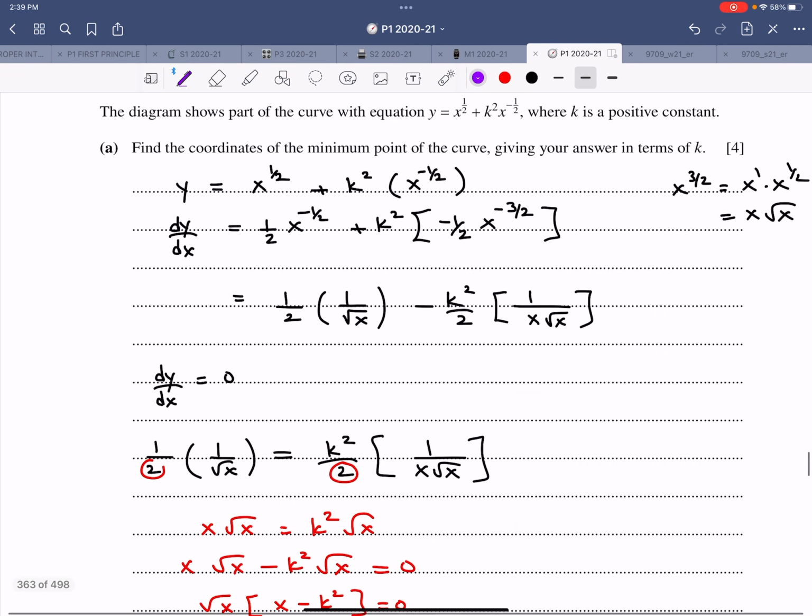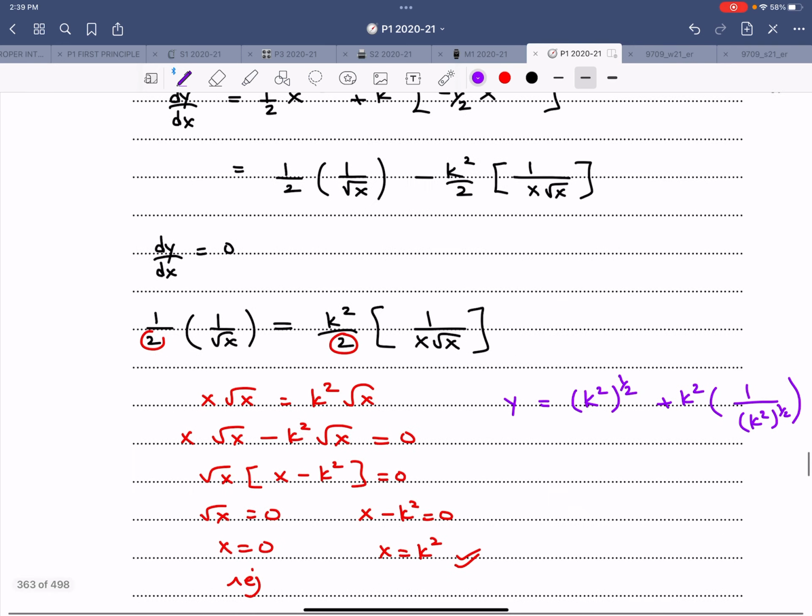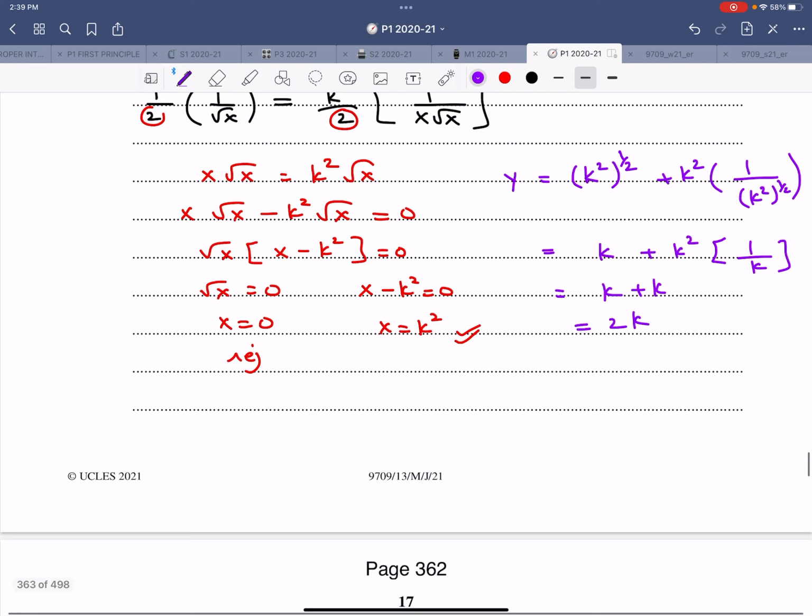So y is equal to k square raised to power of half plus k square times 1 over x raised to power of half. x is k square raised to power of half. That's how it's written. So this becomes k, this is k square, and this is 1 over k. So this is k plus k, which is 2k. It's kind of annoying. Therefore, the coordinate is k square, comma 2k. That is the answer for this part.